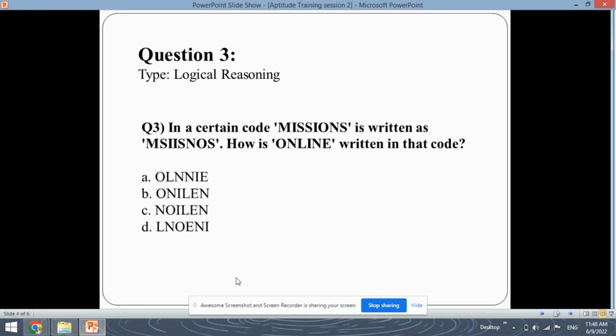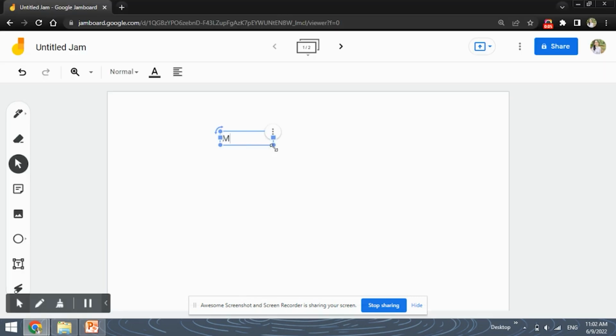Next question, which is question number 3, is based on encoding and decoding, which says: in a certain code, MISSIONS is written as MSIISNOS. So in the same code, how is ONLINE written? In this question, first we need to understand the pattern that is followed to encode the word MISSIONS, and by applying that similar pattern to ONLINE, we get the answer.